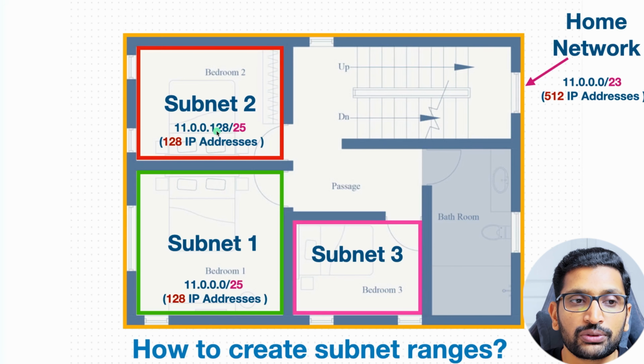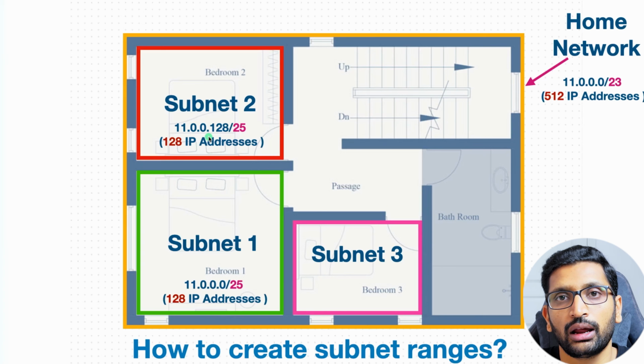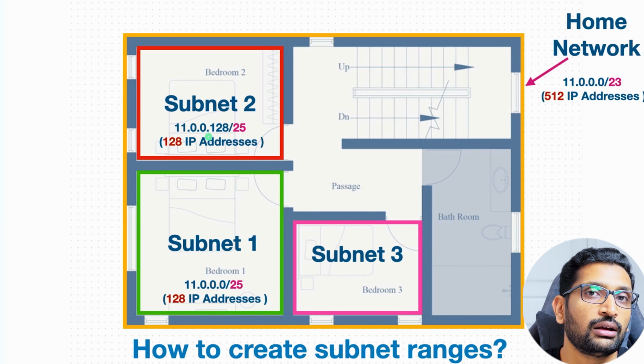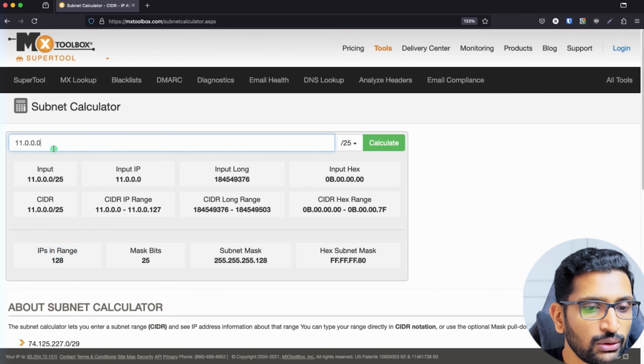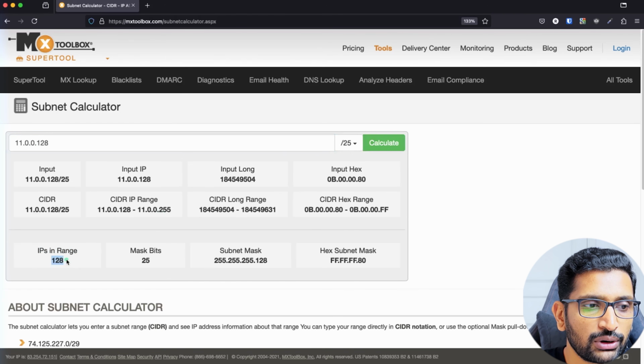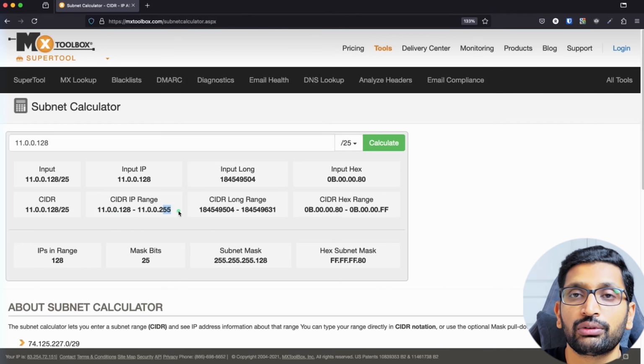.128/25. So my first IP address will start from 11.0.0.128 and my second IP address will be 129 at the end of this particular IP address, and subsequently I can add +1 until I reach 128 IP addresses, which you can see from our calculator over here also. So if I put 128 and then click on calculate, here you can see 128, but the IP ranges are from here till here. So it will start with 128, it will end on 255.